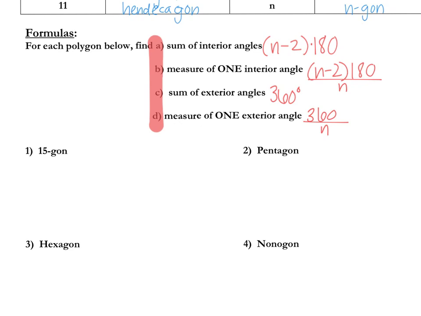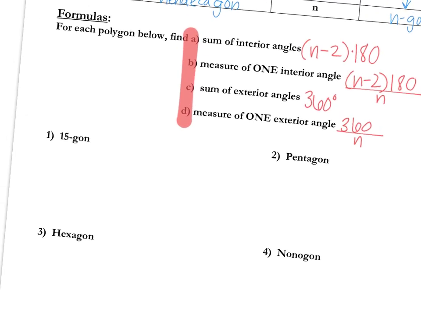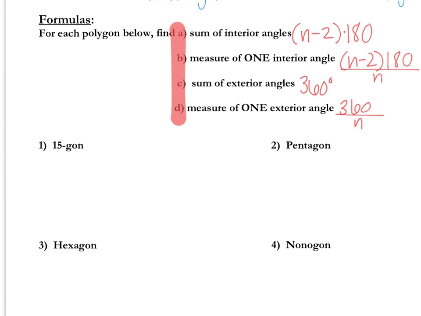If you want to zoom in here to number 1, we have a 15-gon. I'll leave the equations up for now. So n is equal to 15. And all you're really going to do is plug and chug here. We want to find each of these. Let's first find A, which is the sum of interior angles. So I've got 15 minus 2 times 180. If you plug that in a calculator, you're going to get 2340.